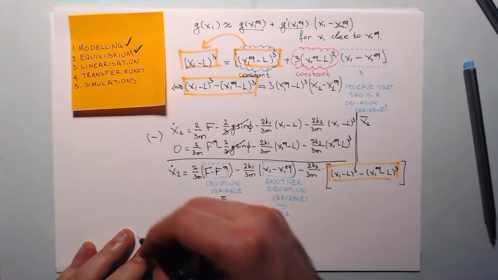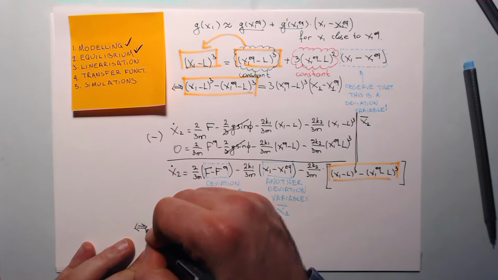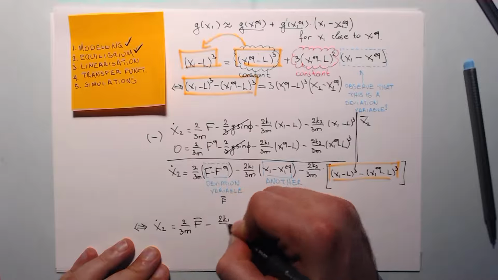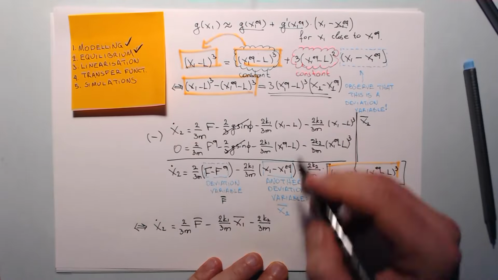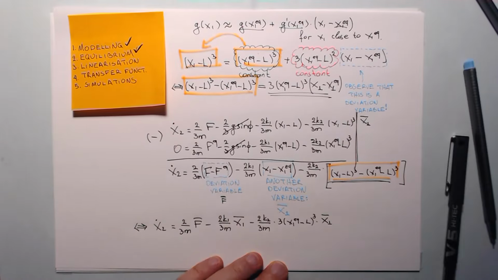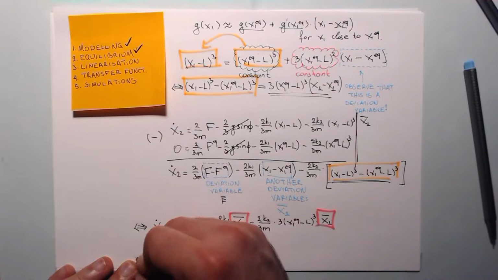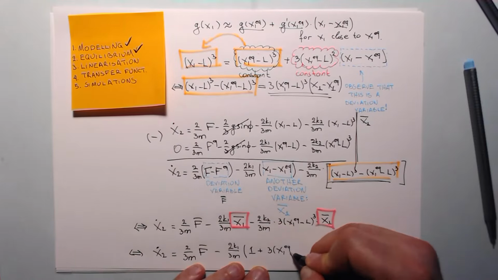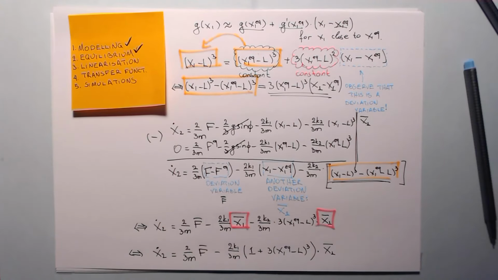So let's write it down again, but this time we will start to get rid of f minus f equilibrium, and we will just write f bar. Group together these x1 bars. And this is exactly the system linearization.